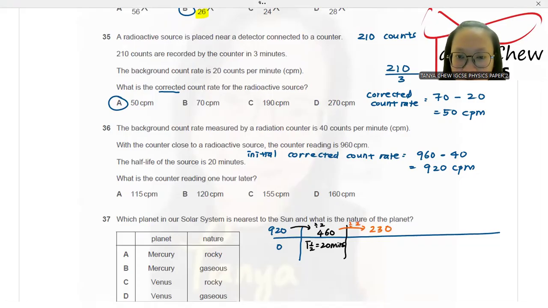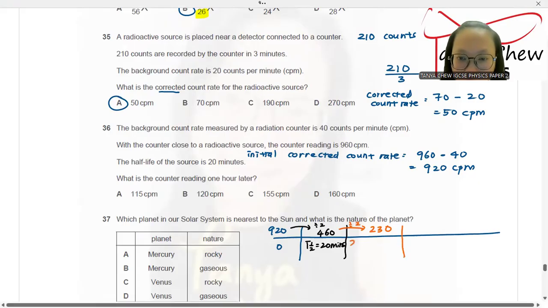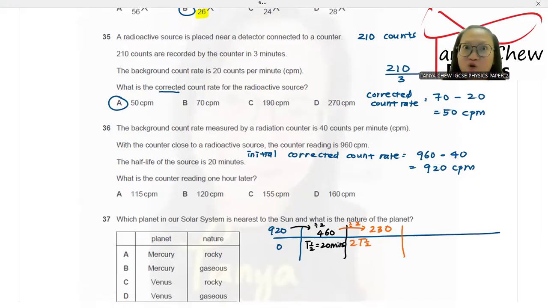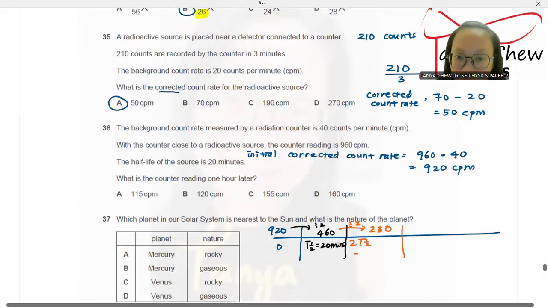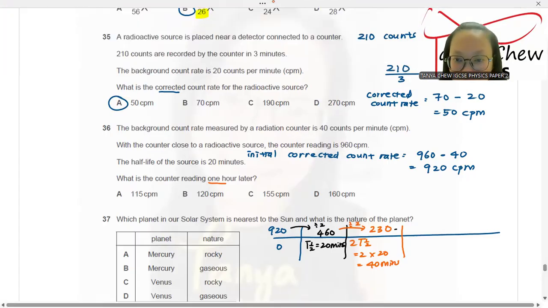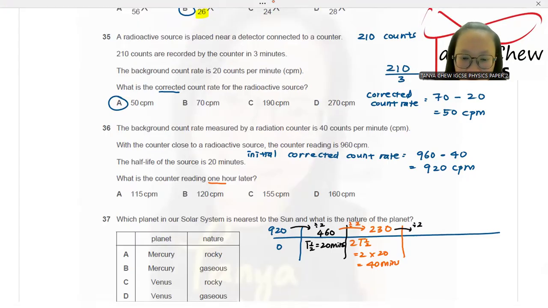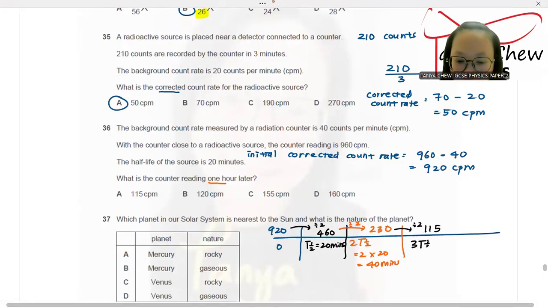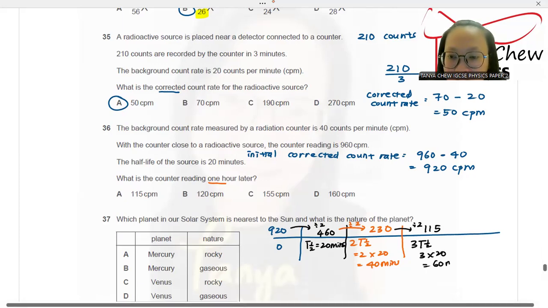So this is 230. Okay, this one occurs at 2 times the half-life because you have divided by 2 twice. So 2 times 20 is equal to 40 minutes. And they want the counter reading 1 hour later. 1 hour is equal to 60 minutes. Right? I keep on dividing by 2. So I divide by 2, I get 115. This is 3 times the half-life. So 3 times 20, I get 60 minutes. 60 minutes is equal to 1 hour.